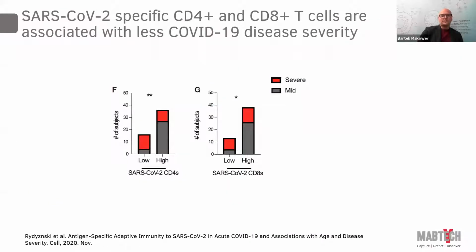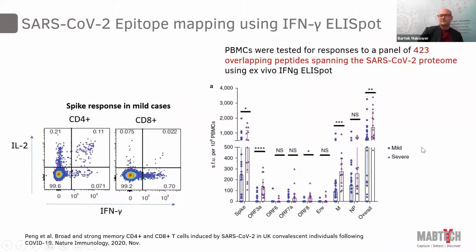So now applying what we learned in the theory section to COVID, this shows how you map the COVID-specific T cell response and see which antigens are the most immunodominant and which epitopes you can find. So in this paper, they used a panel of over 400 overlapping peptides scanning the whole SARS-CoV-2 proteome. And you can see a frequency of responses in convalescent patients who had mild or severe disease against spike, different open reading frames, M, N, and the total.